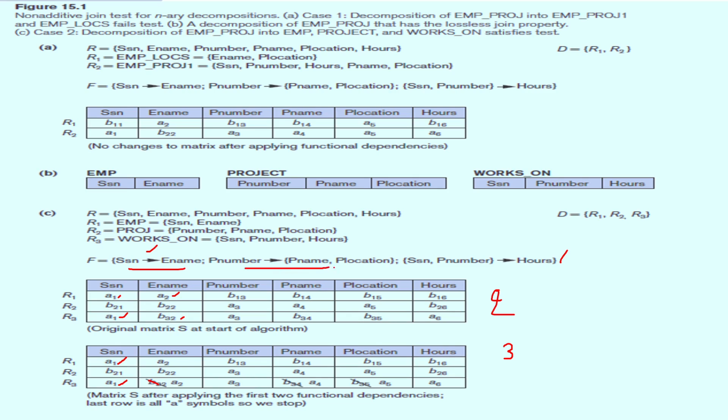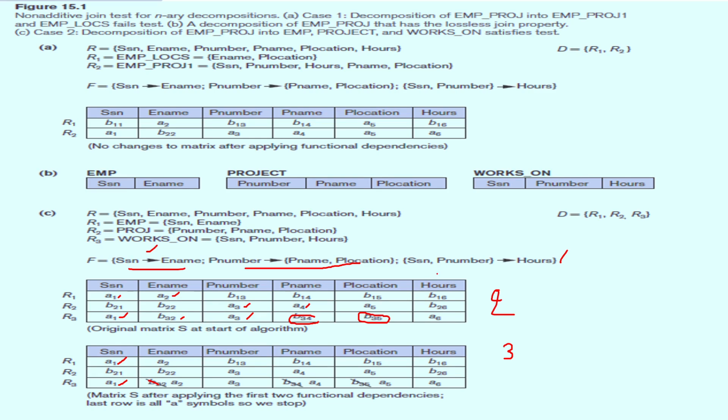In the same way, what is the next functional dependency? P number determines P name and P location. In two tuples, if the P number value is the same, then in those two tuples P name and P location values must be the same here. So here it is A4, but here the value is not the same, then you have to rename that one as a symbol with the column number. And here also it is not the same, so you have to rename P location as a new symbol, A5 here.